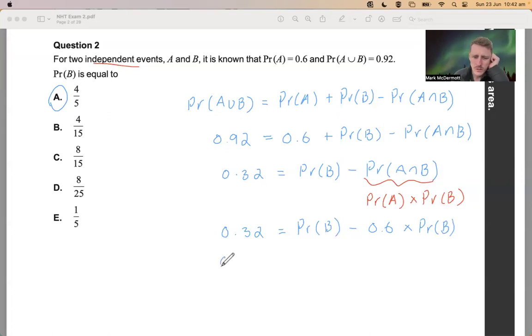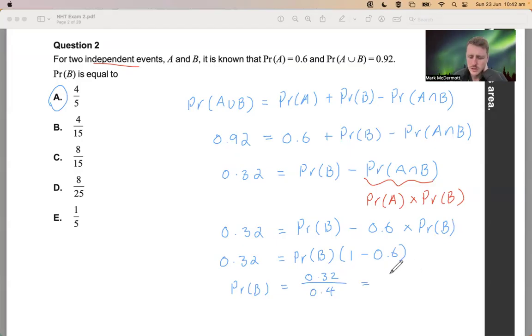Okay, and this is why this question can be a little bit tricky. You've got to take out the probability of B as a factor. See how we can take that out as a factor? And then you'll be left with 1 minus 0.6. And so if you divide everything now by this thing, which is 0.4, you'll get the probability of B equals 0.32 divided by 0.4. So that's 32 on 40, which is 16 on 20, which is 8 on 10, which is 4/5. So I think that's the right answer. Maybe there's an easier way to do that, I'm not sure, but that's what I got.